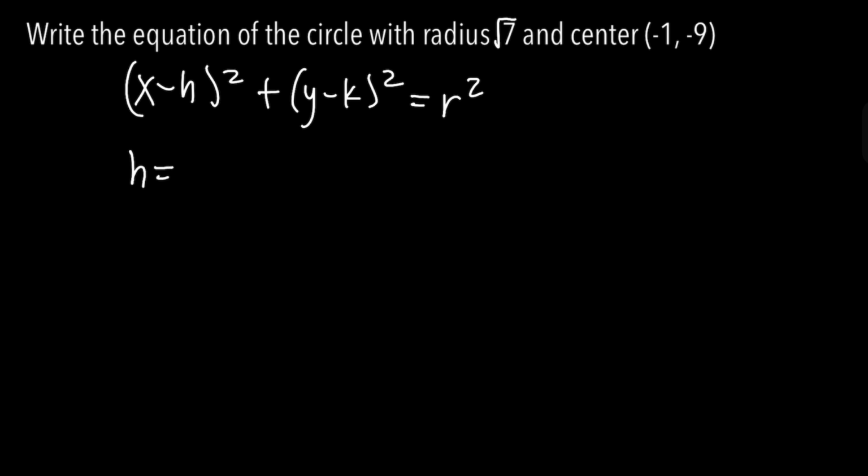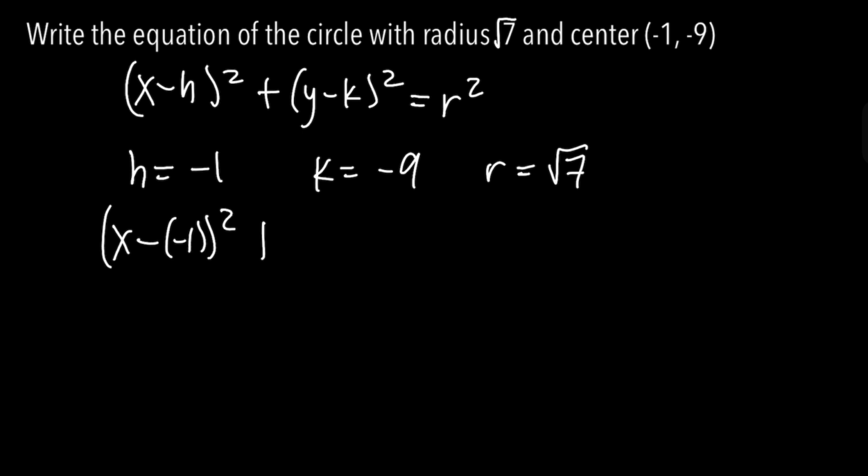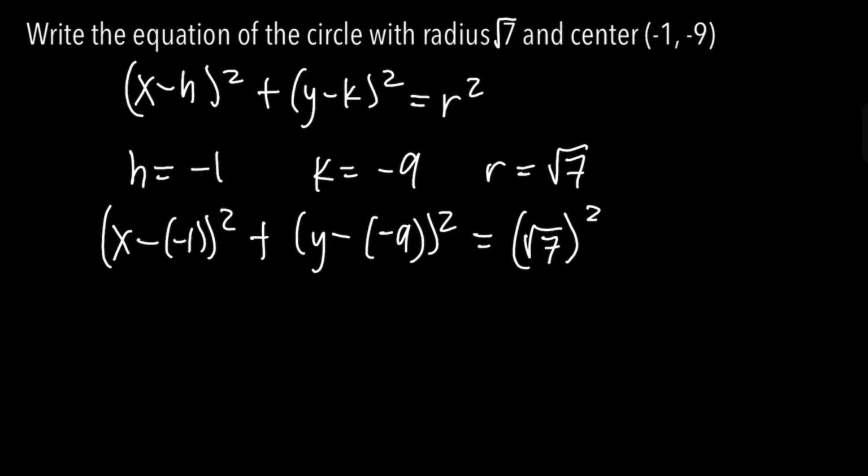Our h here is equal to -1 and our k is equal to -9. And our r is equal to square root of 7. So let's just plug in what is known. So (x - (-1))² + (y - (-9))² = (√7)².